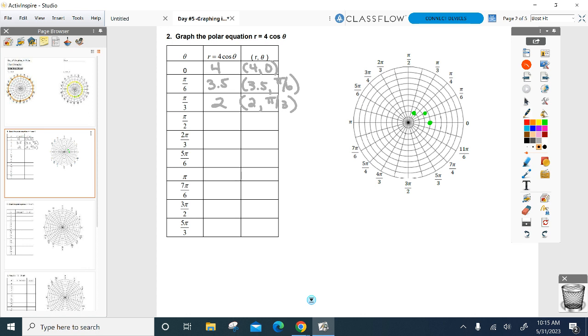All right, quickly here. What's that point going to look like? 0, pi over 2. Where's that point going to be? In the middle, in the center. At pi over 2, I don't go anywhere. I stay right here. 0. Don't move. So it's right at the pole. So there's another point.